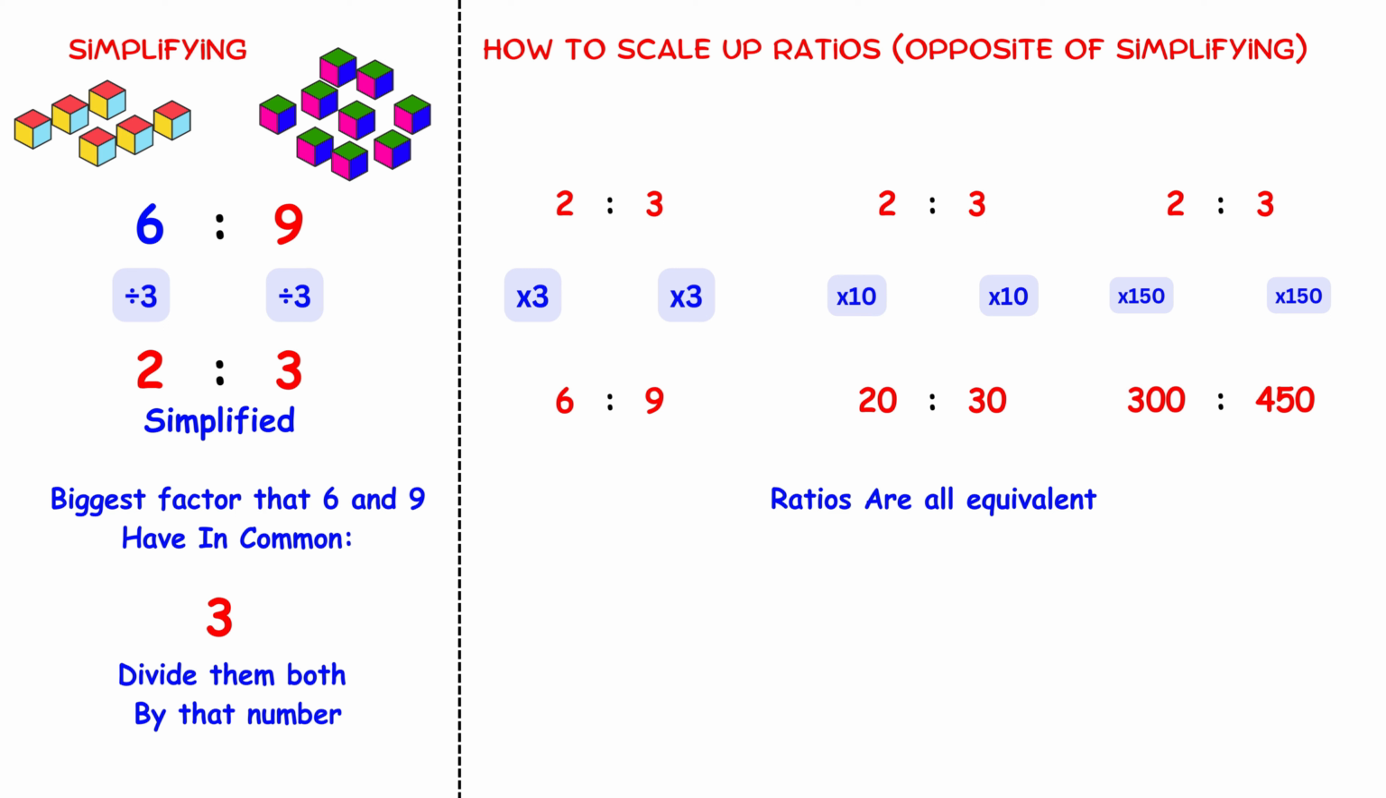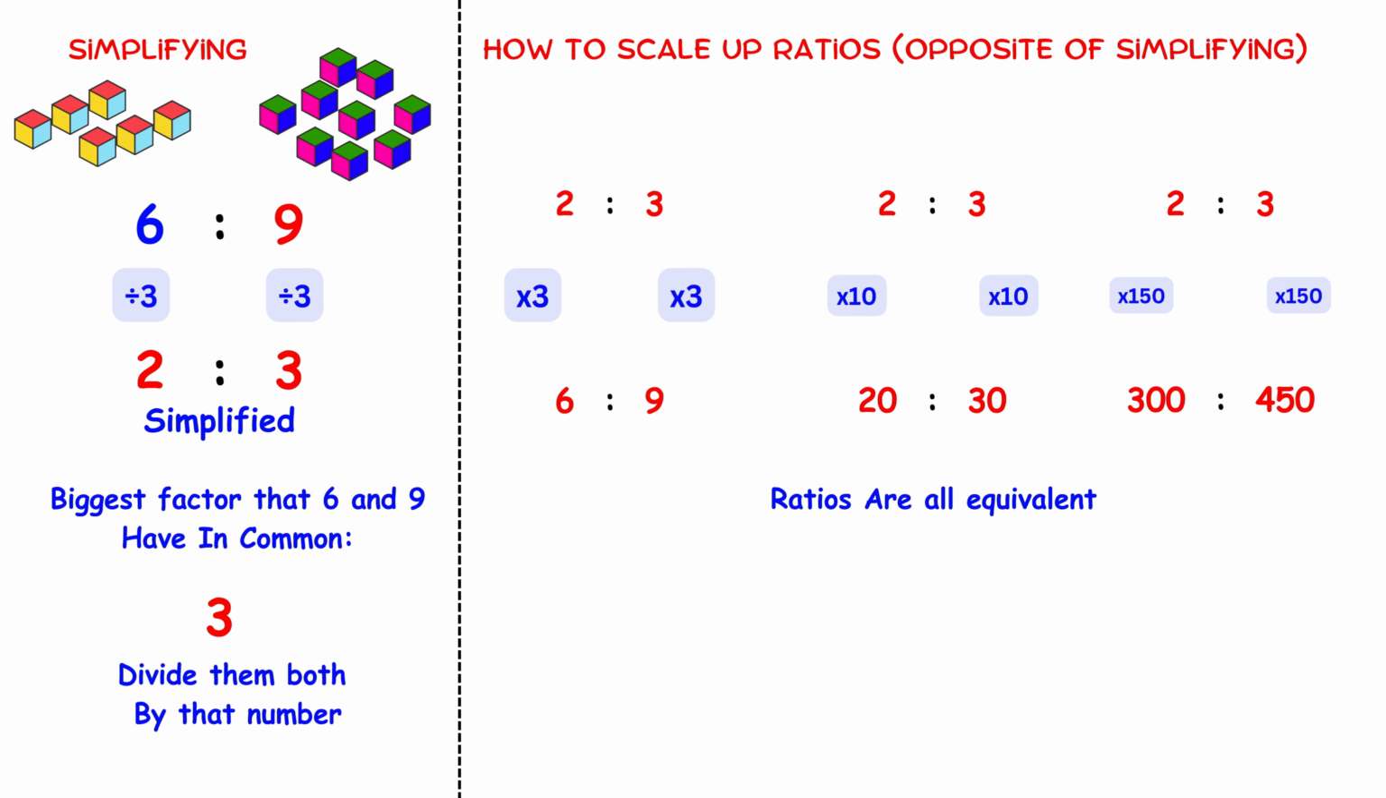To quickly recap, if we have a ratio like 6 to 9, which might represent something like blue cubes to red cubes, then to simplify it, we look for the largest common factor shared by 6 and 9, which is 3. We then divide both numbers by this factor. So we do 6 divided by 3, which gives us 2, and 9 divided by 3, which gives us 3. Therefore, the simplified version of the ratio is 2 to 3.